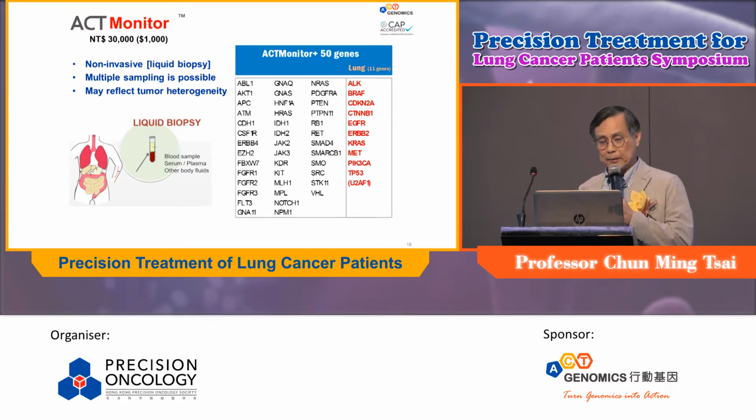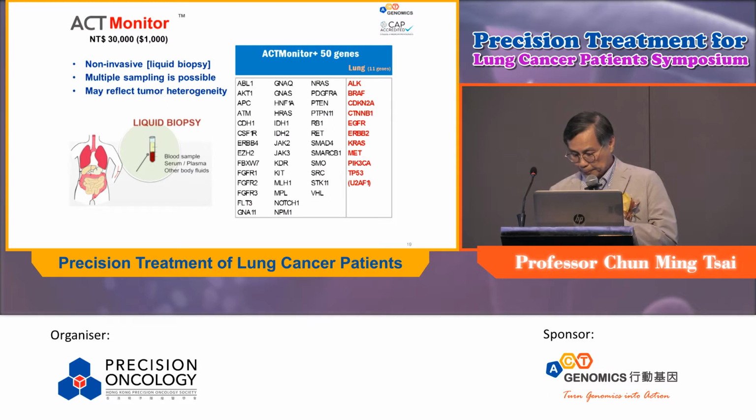At that time, the most simple one is ACT monitor. But we test only 11 genes. That includes the most frequently occurring lung cancer genes and bypass pathway genes. That's 11, and these are liquid biopsy. So it's much easier to get a sample to do the test, and also it's cheaper.